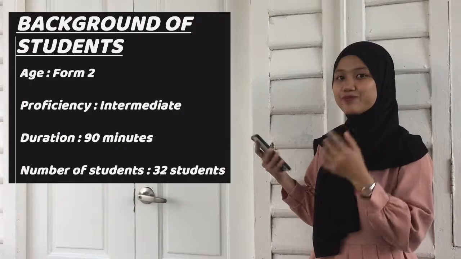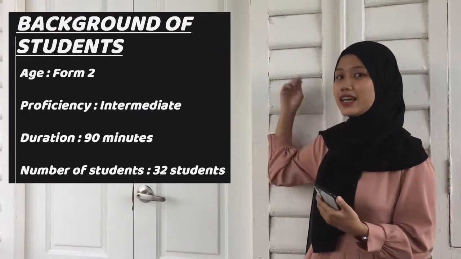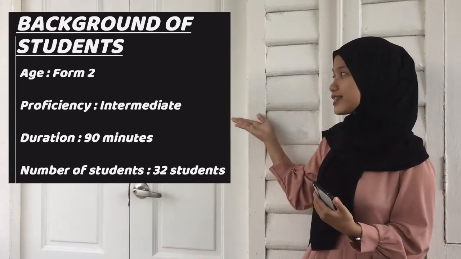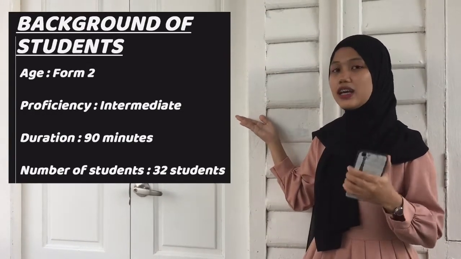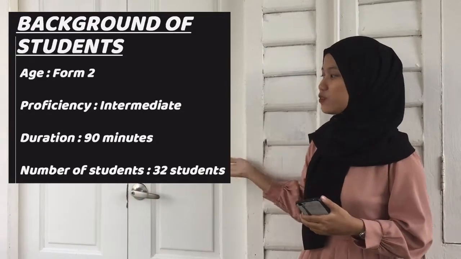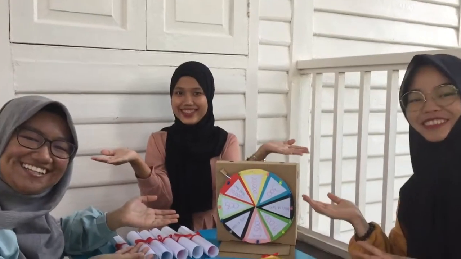Next, we will move on to the background of students. So first of all, we choose Form 2 students. Next, they are in intermediate level. Third one is this class will be held for 90 minutes and will be in a class of 32 students. So this activity is called Rainbow Wheel.